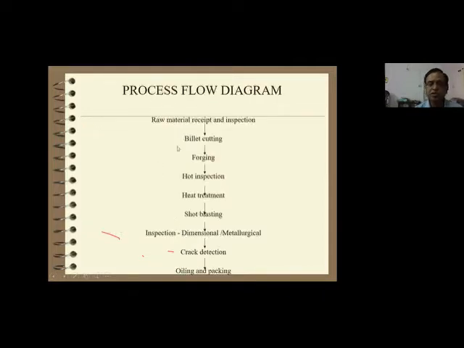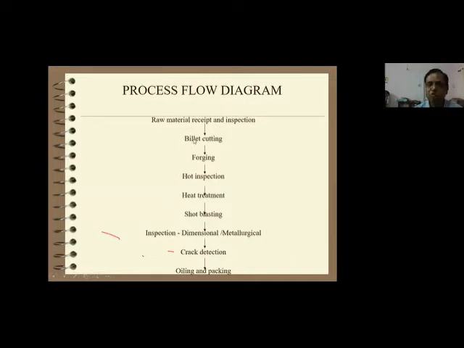So this is a general process flow diagram for any forging. Initial is the raw material, that is, receipt and inspection. Any forging to be made, we have to get the material from the steel mill. Then there is some inspection plan based on the confidence with the steel mill and the criticality of the component, some percentage of the material gets inspected and then the material is cleared for the forging. Once it is cleared, then there is an operation called billet cutting.